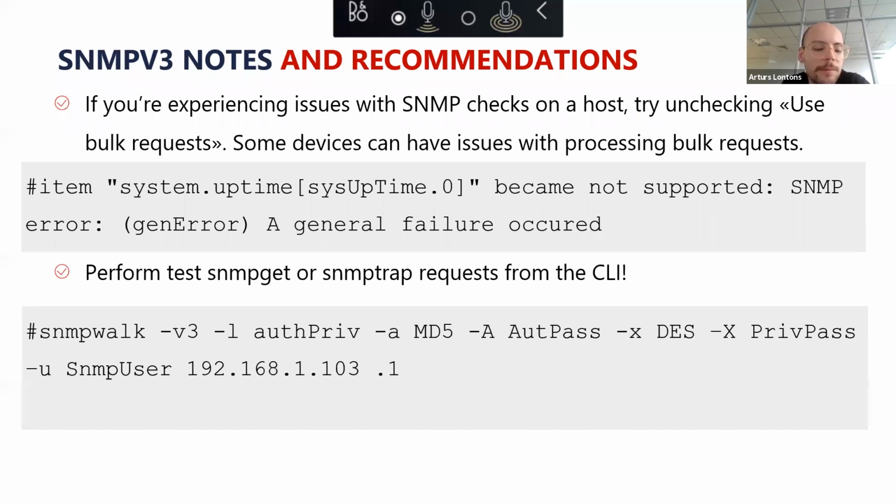Disable it, do configuration cache reload, SNMP cache reload, just to be on the safe side that everything has been updated, and see if this has been resolved. Then try testing things out with SNMP gets and SNMP traps, sending SNMP traps. That's how you can test your SNMP traps if they're working from the command line. Just set up the necessary SNMP utils and test it out yourself.